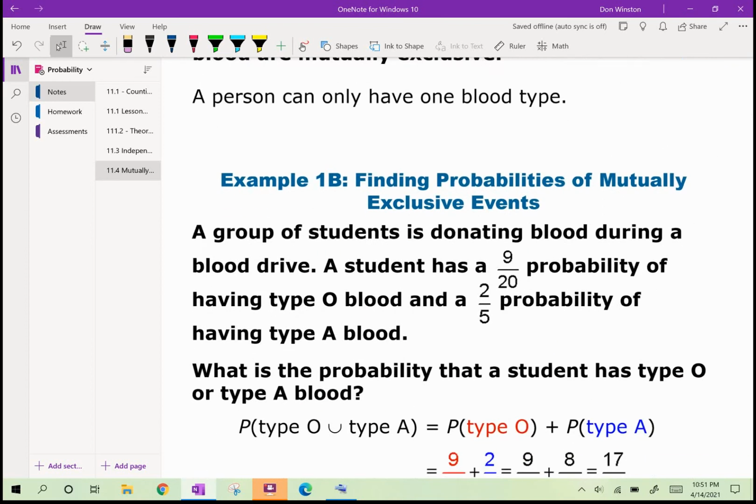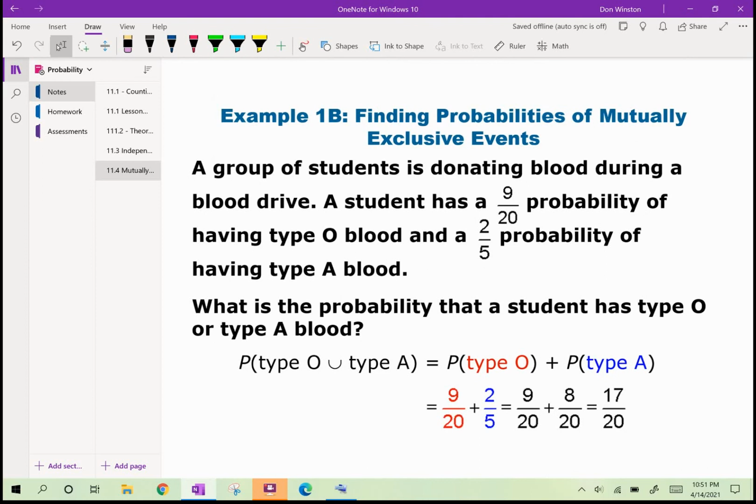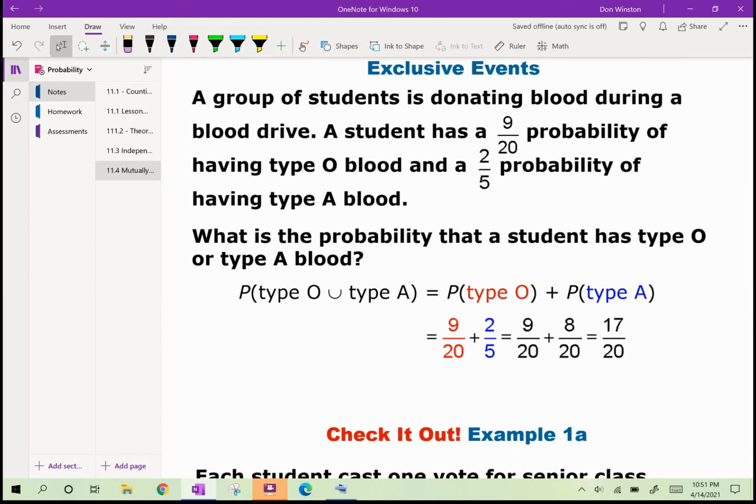So let's say a group of students is donating blood during a blood drive. A student has a 9/20 probability of having type O blood and a 2/5 probability of having type A blood. Then what's the probability that a student has type O or type A blood? Again, that will be the probability that they have type O plus the probability that they have type A. They're mutually exclusive events. So 9/20 plus 2/5. When you add your fractions, with a common denominator, you get 17 out of 20. Type O or type A.